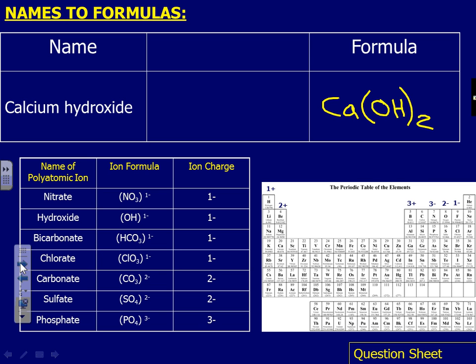Except for one. This is an exception. Notice it ends in "ide." Hydroxide is a mixture of hydrogen and oxygen together in one. That's the only one that ends in "ide" that isn't just an element on its own. So if it ends in "ide," except for hydroxide, you're just looking at these guys. If it ends in "ate," it's a polyatomic ion.